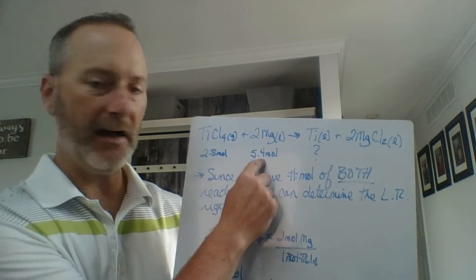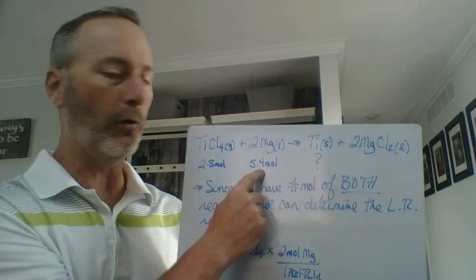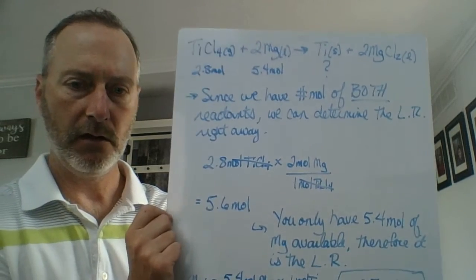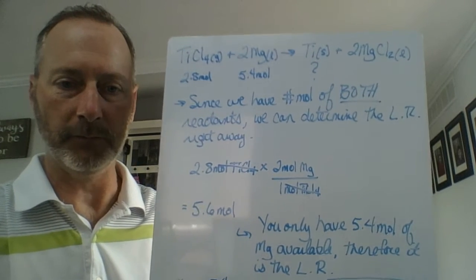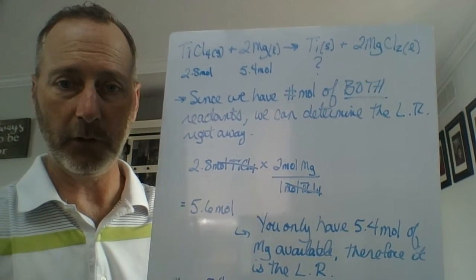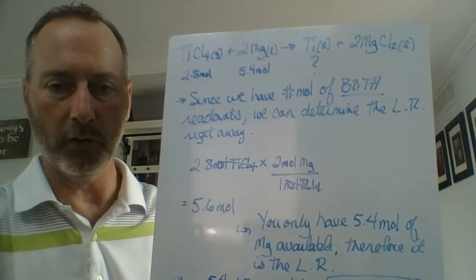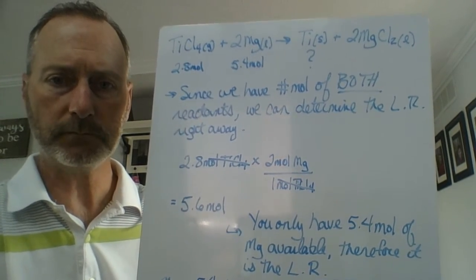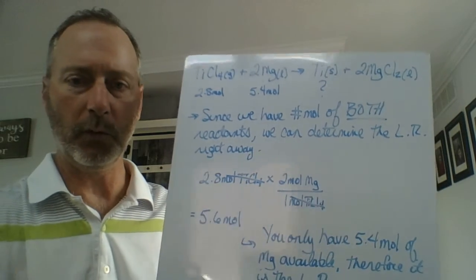Go back and look. Do you have 5.6 moles of magnesium? No, you've only got 5.4 moles. So if you don't have enough, then magnesium is the limiting reagent. All the magnesium is going to get used up first, and the chemical reaction is going to stop. There will be some extra titanium 4 chloride left over.